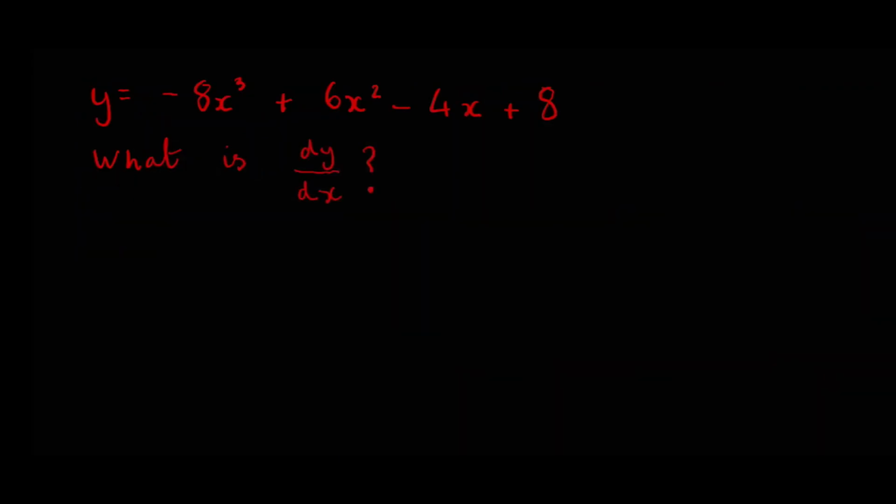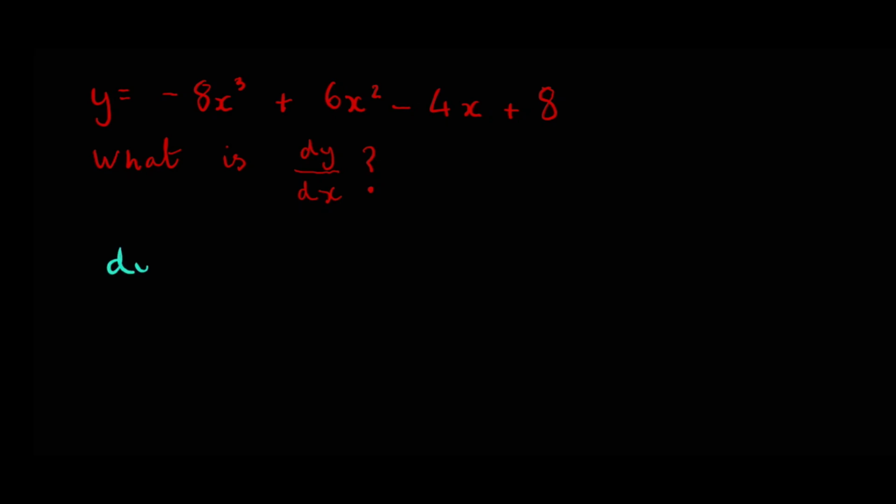Alright, let's do another one. This time it says negative 8x to the power of 3 plus 6x squared minus 4x plus 8. What is dy dx? This is just another way of asking for the derivative, just so you know the different ways that it can be written. Pause the video if you want to try it yourself, and then I'll show you how to do it.